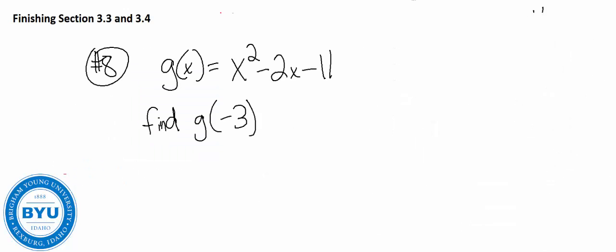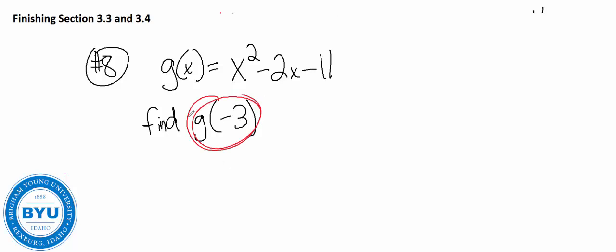Let's have you try one right now on question number 8. I'm going to give you the function g of x, where g of x equals x squared minus 2x minus 11, and I want you to find g of negative 3. Go ahead and pause the video now and see what you get.